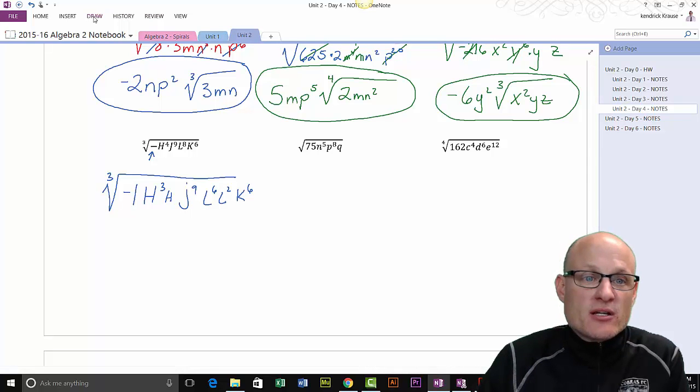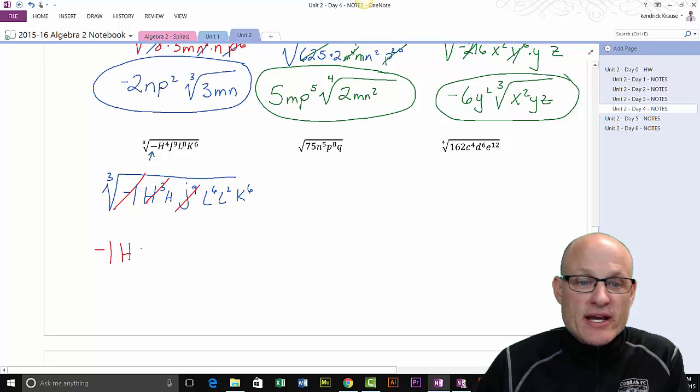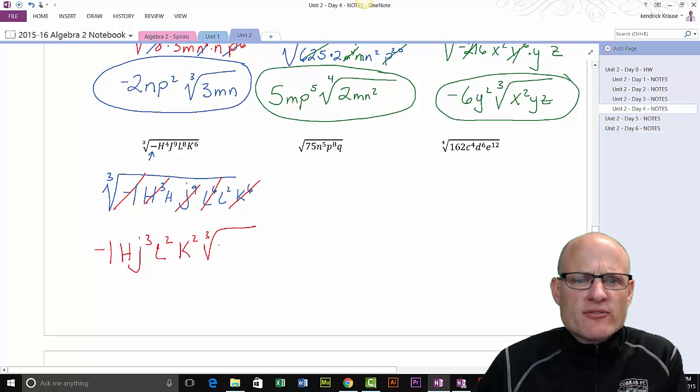So let me grab a different color. So the cube root of negative 1 is negative 1. The cube root of H squared is H. The cube root of J to the 9th is J cubed. Cube root of L to the 6th is L squared. And the cube root of K to the 6th is K squared. Cube roots of... what's left over? H L squared.